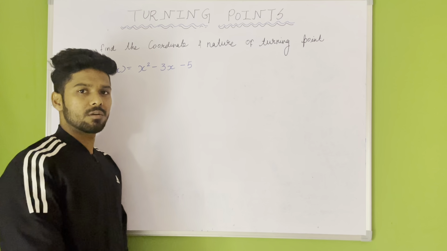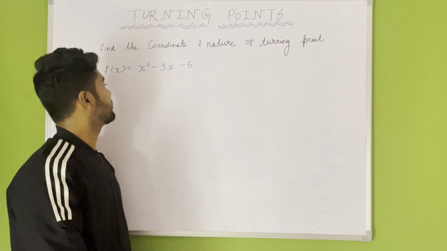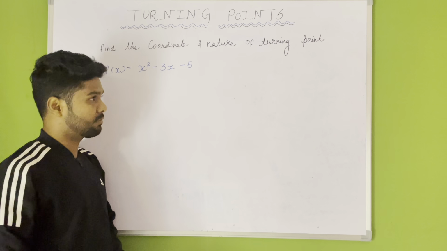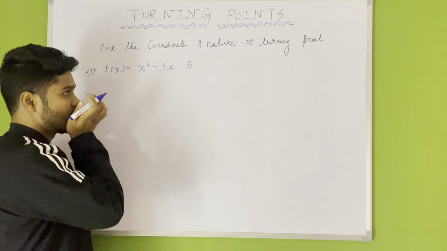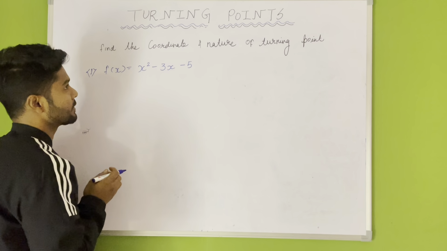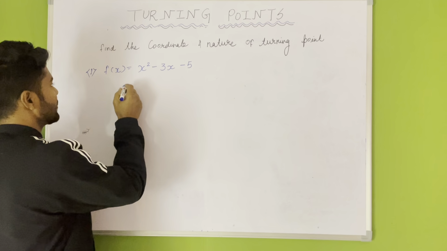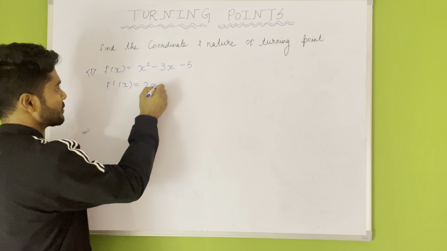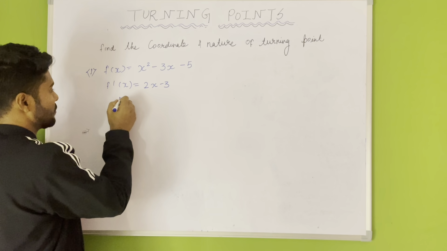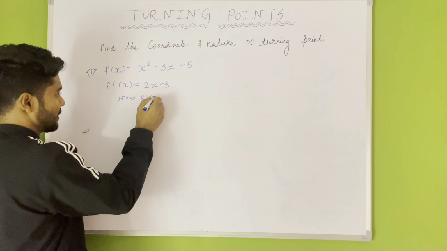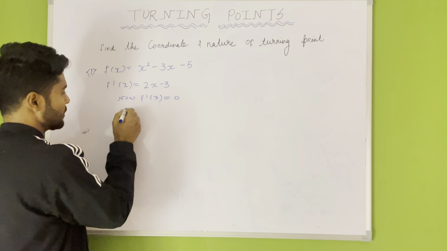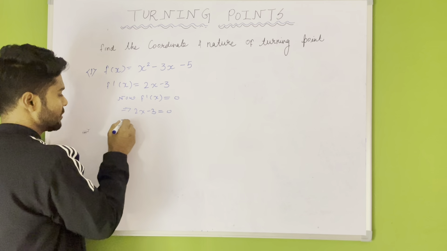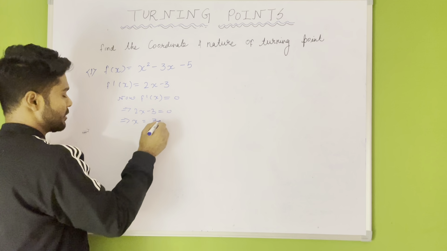So now we will solve some of the questions on turning point. Our first question is f(x) equals x square minus 3x minus 5. So first of all, to determine the turning point, we have to differentiate this equation. So f dash x is equal to 2x minus 3. Now f dash x we have to put equal to 0. This implies 2x minus 3 is equal to 0. This implies x equals 3 by 2.